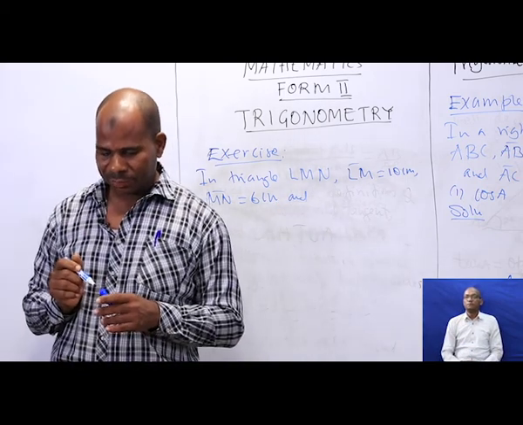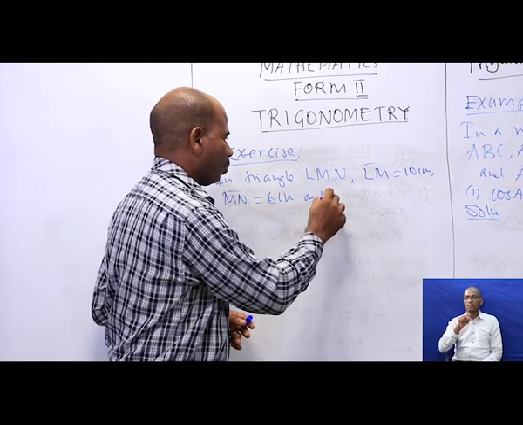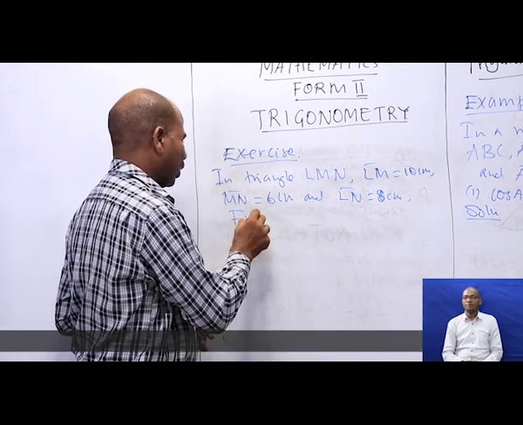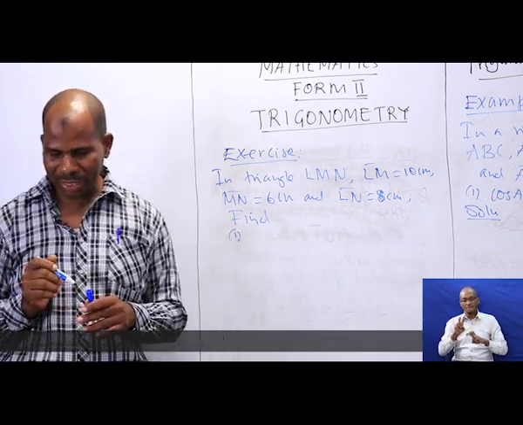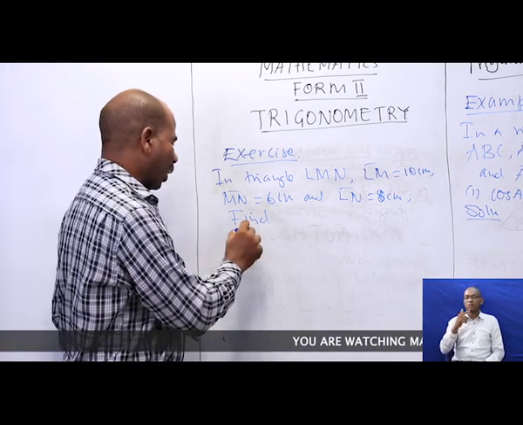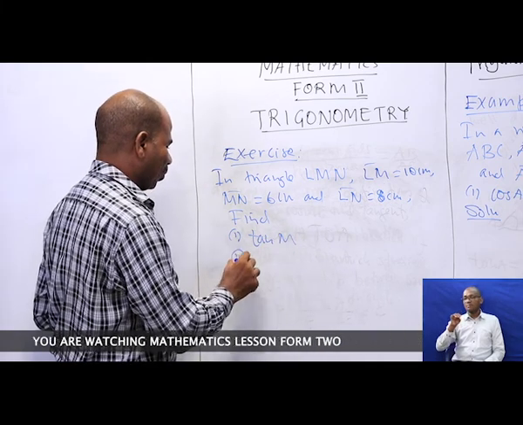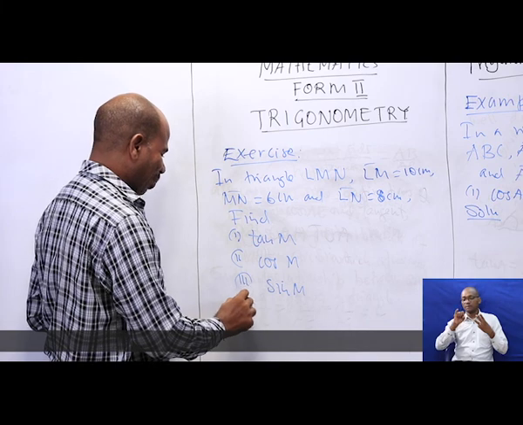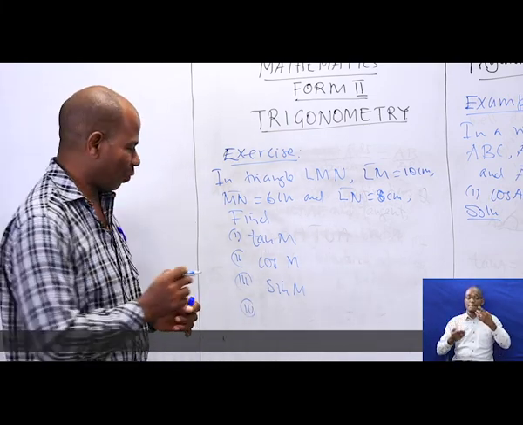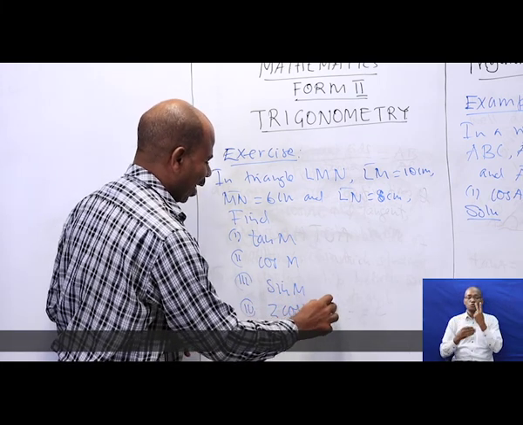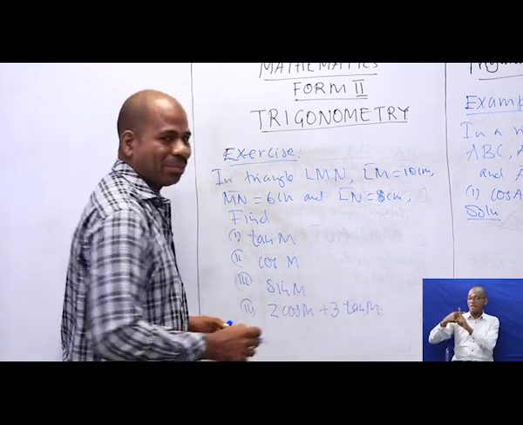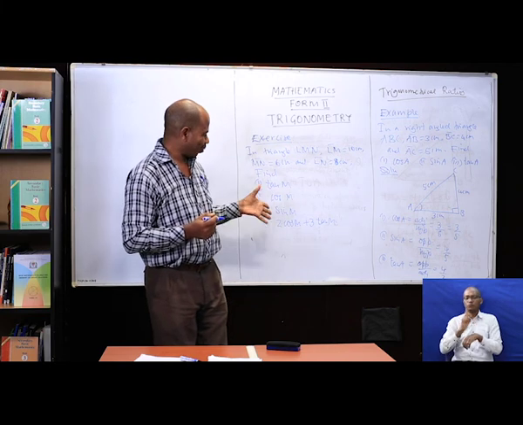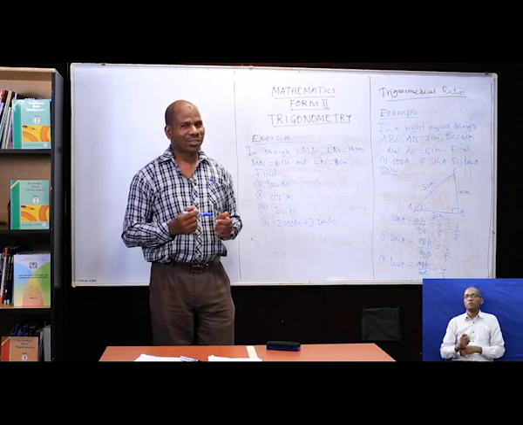And LN is 8 centimeter. My question is: find number one, the tangent of angle M, tan M. Number 2, cosine of the angle M. Number 3, sine of angle M. And number 4, additional to this, find the value of 2 cos M plus 3 tan M. So this is your question, and I give you 2 minutes to answer these questions. So this is the end of the topic.